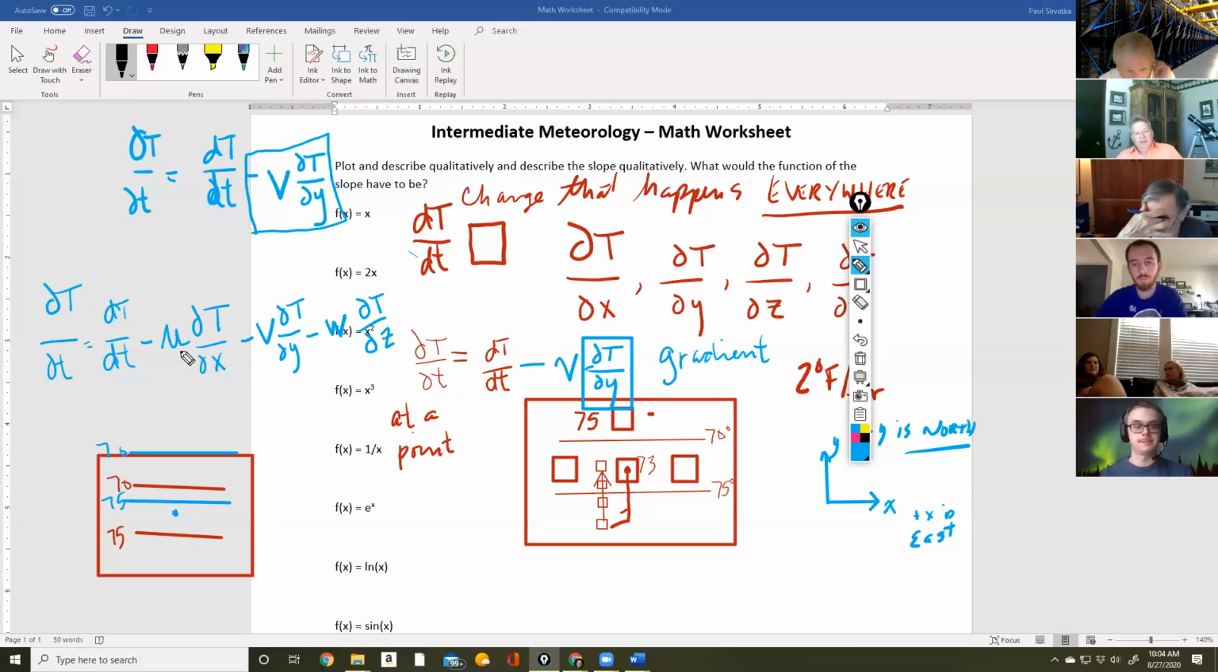So this is the gradient in temperature in the zonal direction. This is the gradient temperature in the meridional direction. This is the temperature gradient in the vertical direction. U is the zonal wind. V is the meridional wind. W is the vertical wind. Now, that's partial T over the last two, right?